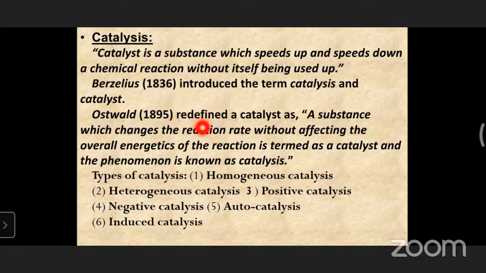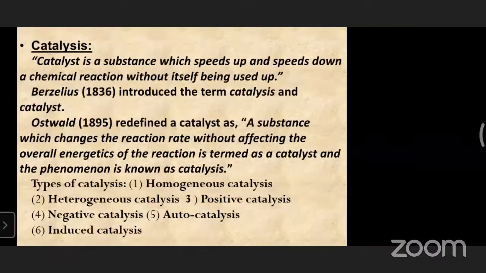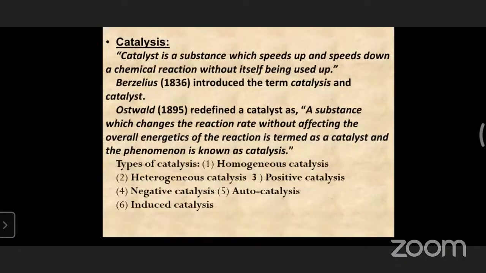The process is called catalysis. And types of catalysis: how many types are there? Let me observe. Homogeneous catalysis, heterogeneous catalysis is the second one. The third one is positive catalysis, next negative, after that autocatalysis, then induced catalysis. Acid-base catalysis also will be there. We will discuss these catalysis processes, how we define them, and what the examples of these catalysis are. We will see.